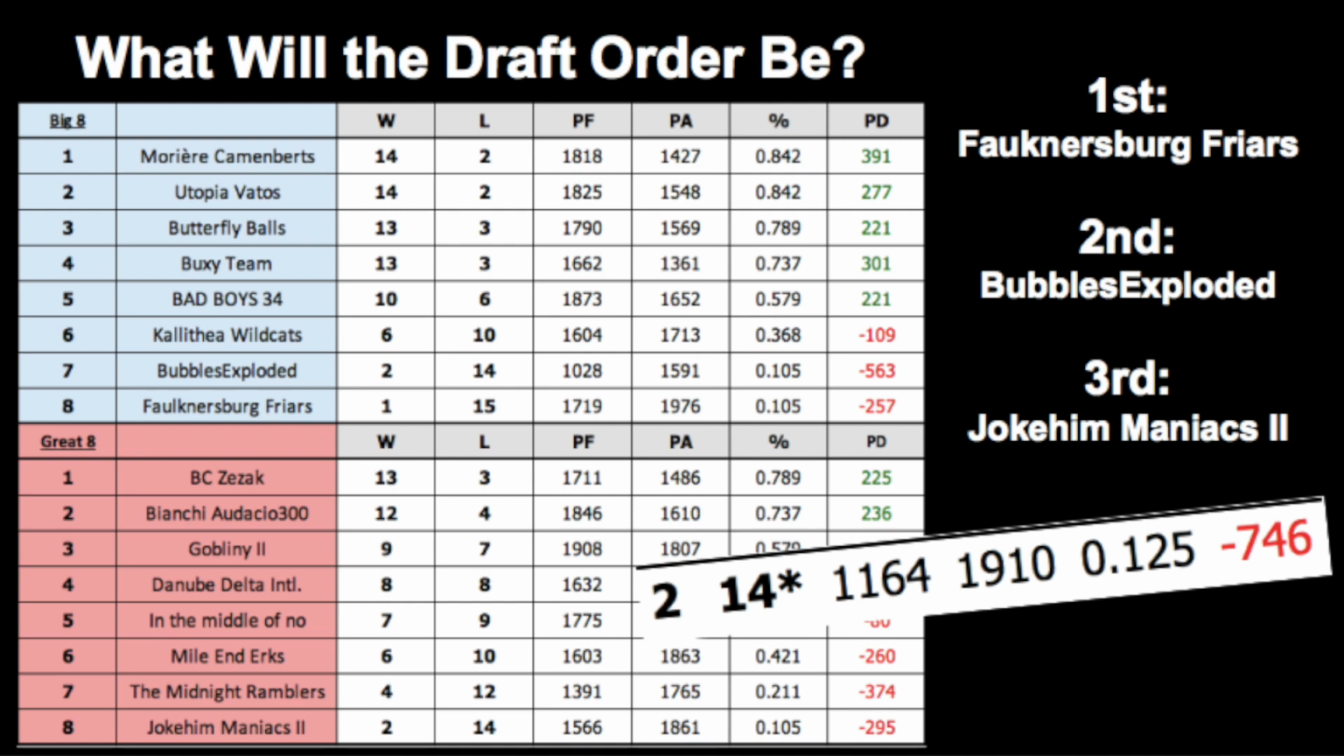The only instance where this is not the case is if a team forfeits a game. Every forfeited game that a team has drops them one spot in the draft order. For example, if a team has a 2-14 record in this league with a minus 746 point differential, they would have the second overall pick in front of our Bubbles Exploded team. However, if they forfeited 2 games this season, indicated by the asterisk next to the record, then they would drop 2 spots in the draft order to the 4th pick. So, 1 drop for each forfeit.